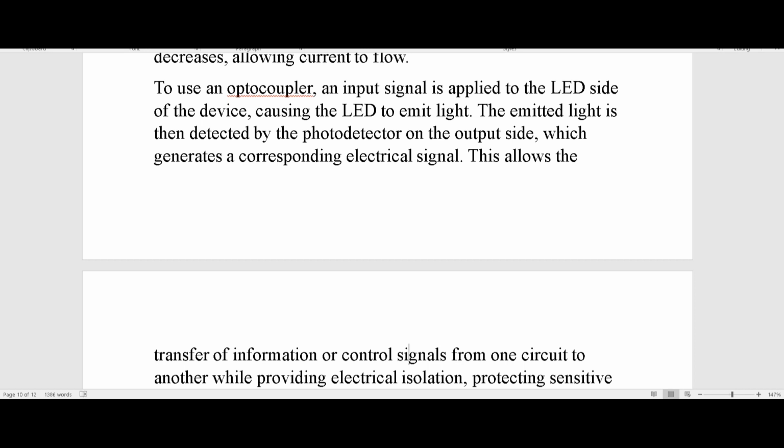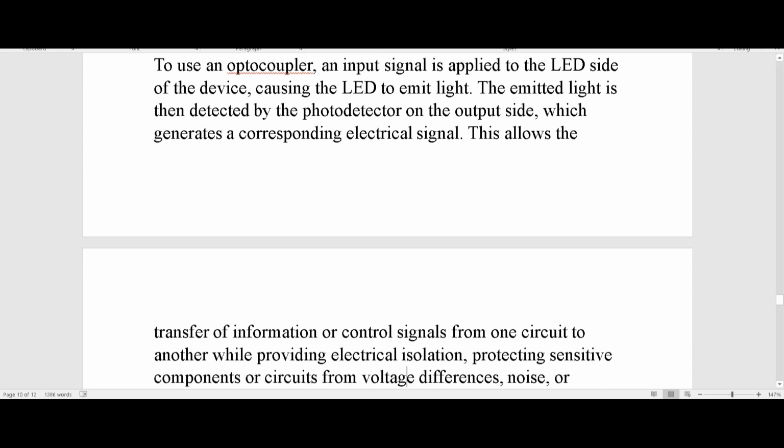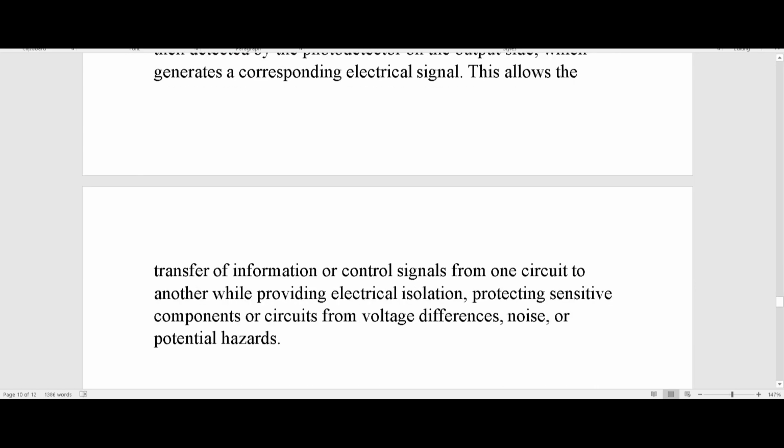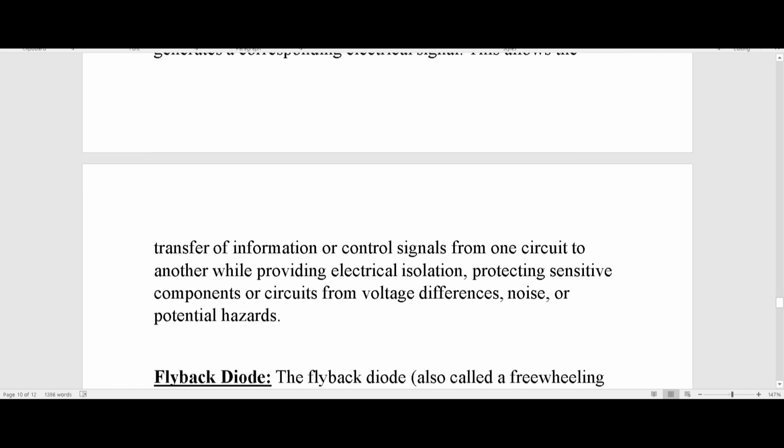So the light emits a signal, it goes to the photodetector, which makes an electrical signal. This allows the transfer of information and control signals from one circuit to another while providing electrical isolation, because you see, signals are being sent and received with no connection between them, protecting sensitive components of circuits from voltage differences, noise, or potential hazards. This is the description of the optocoupler. I hope you understand it.